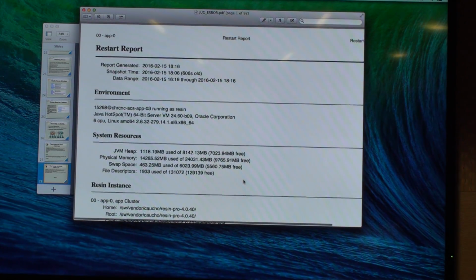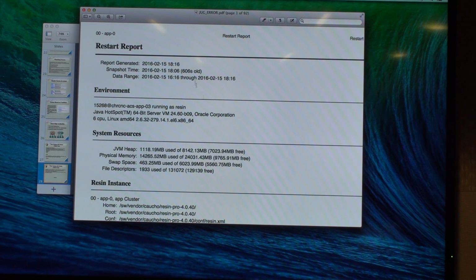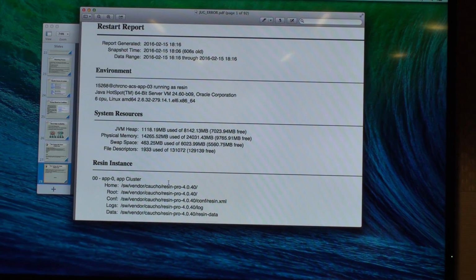Okay, so this is what a typical PDF report will look like. It gives you the time that the information was generated. It'll give you your environment information here, some top level resources, your swap space, file descriptors being used, as well as your configuration.